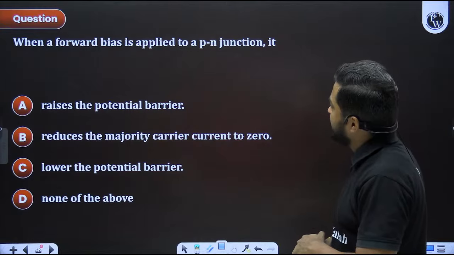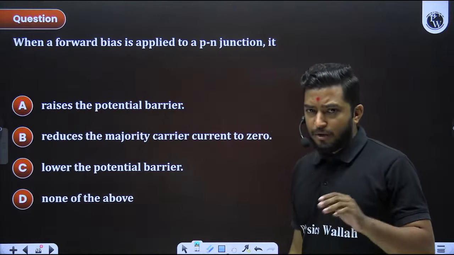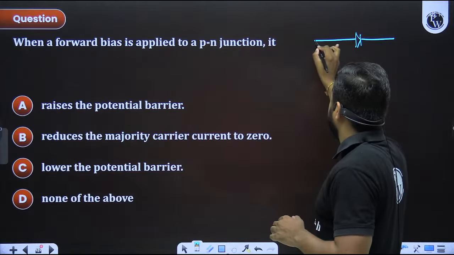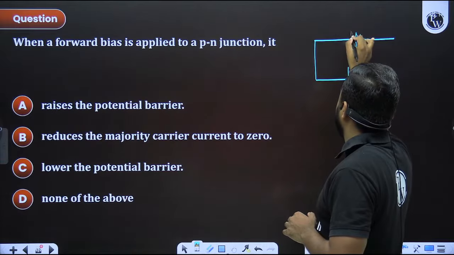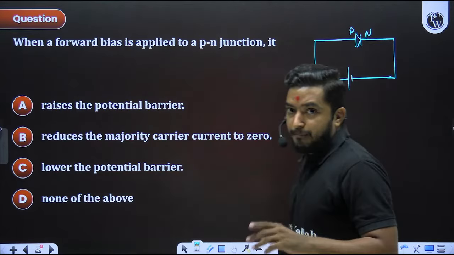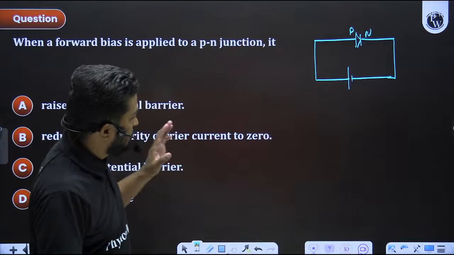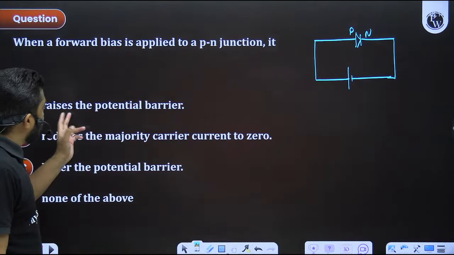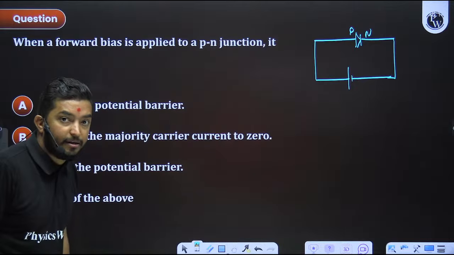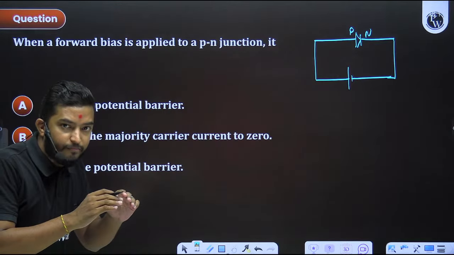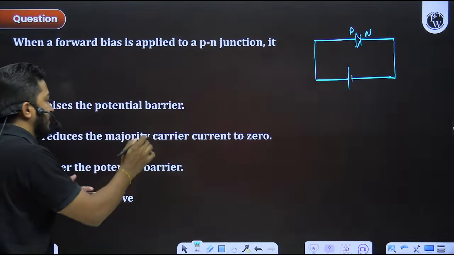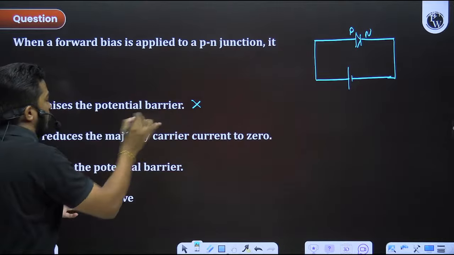When a forward bias is applied, what is going to happen? For the PN junction diode, if we connect the positive side of a battery with the P side and the negative side with the N side, we finally have the PN junction in the forward bias condition. Does the potential barrier rise? No, forward bias is going to decrease the potential barrier. So the current flowing through the PN junction diode increases. So the rise in the potential barrier is the wrong option.